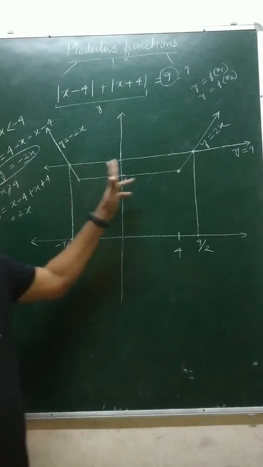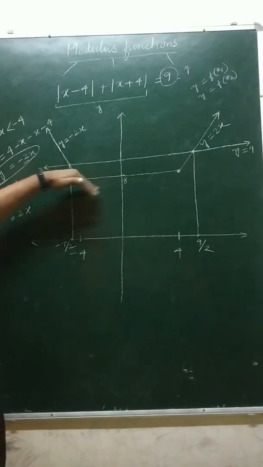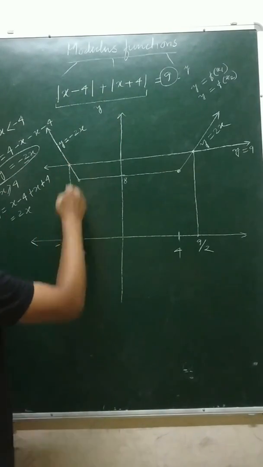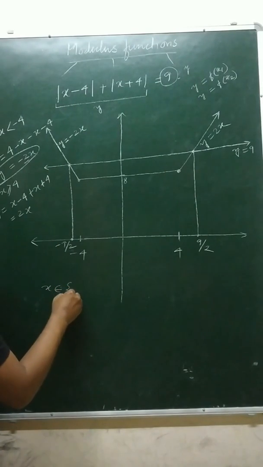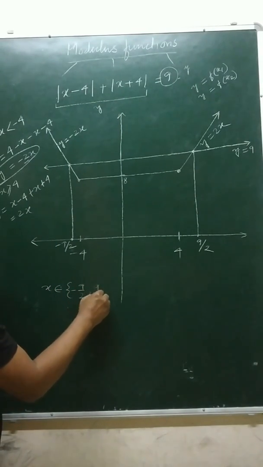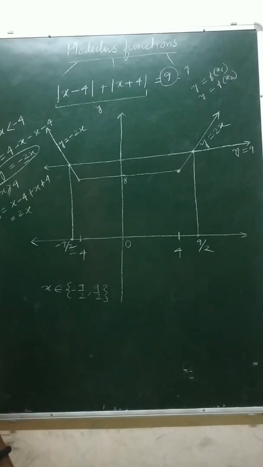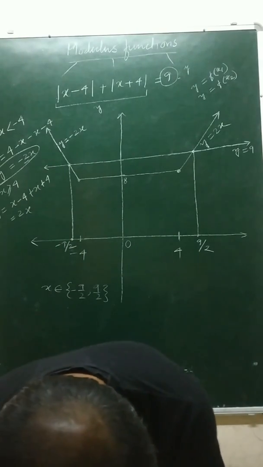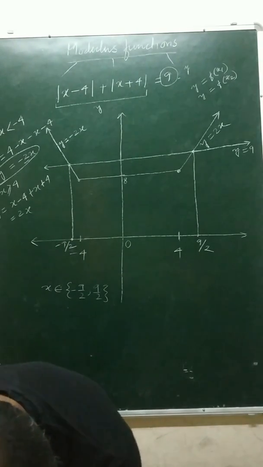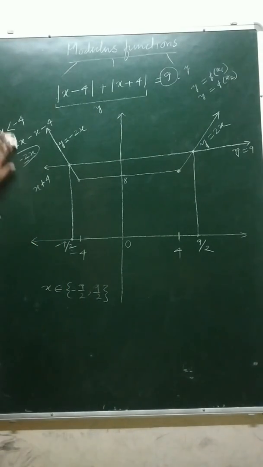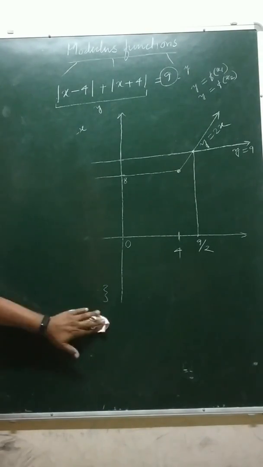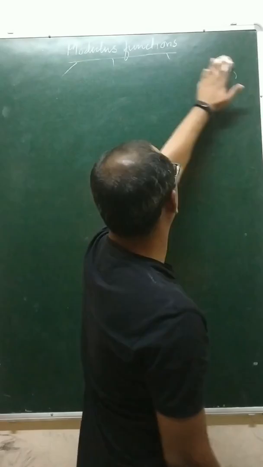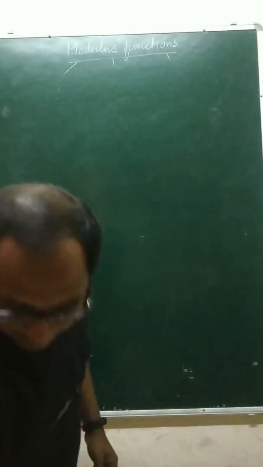And clearly, at no other points is y equal to 9 going to cross this left hand side of the graph. So there are exactly two solutions. One is at minus 9 by 2, the other one is plus 9 by 2. That's it. Okay, let me take one more question like this. I hope you have understood this. Let me solve this.